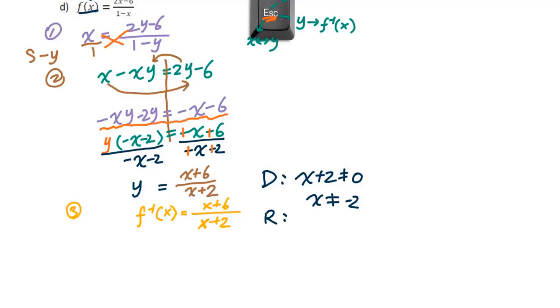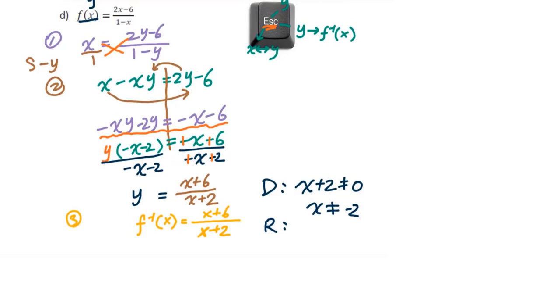So we go back to the original function. What's the domain of the original function? We set up 1 minus x not equal to 0. Then we get x not equal to 1. The domain of the original function will be the range of the inverse function. That's why we change to y not equal to 1. Just switch this x into y, and we get the range of the inverse function.